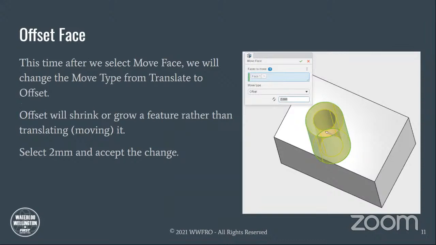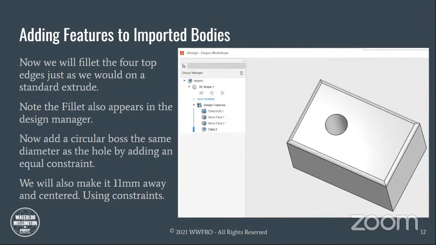So rather than moving a face, let's try offsetting one. If we click on that cylinder, for the move type below, you can see right now we changed it from translate to offset. I typed in 2 millimeters. The arrow is pointing in the direction we're going to do it, which is shrink. It's offsetting in. We could also reverse that arrow and offset it out by clicking that button. And you can see that hole looks like it's about 2 millimeters smaller. So once we confirm that, yes, it's a little bit smaller.